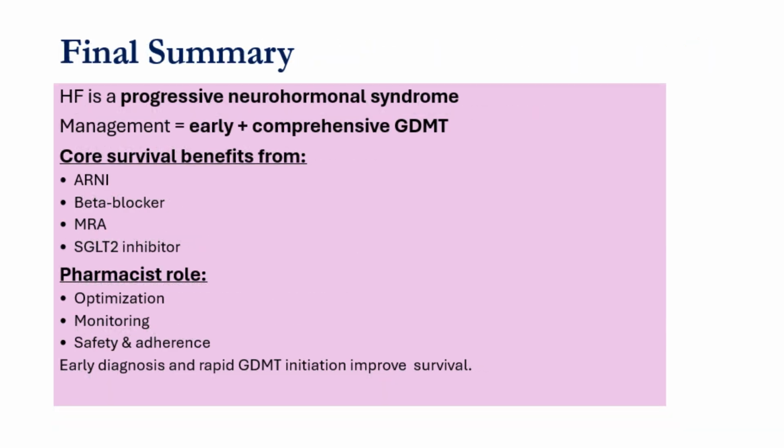Heart failure is a progressive neurohormonal syndrome requiring early and comprehensive treatment. Modern guideline-directed therapy significantly improves survival, reduces hospitalization, and slows disease progression. The 4 core disease-modifying therapies are ARNIs, evidence-based beta blockers, MRAs, and SGLT2 inhibitors. Clinical pharmacists play a critical role in therapy optimization, medication safety, patient education, adherence monitoring, and multidisciplinary heart failure care.